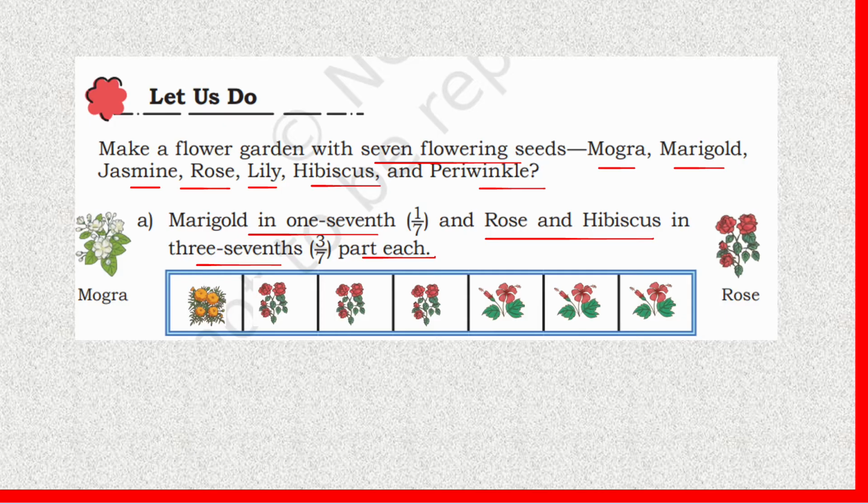So, marigold will be planted in 1 part out of 7. That means 1 by 7th of the garden, 1/7 of the garden. Then rose will be planted in 3 parts out of 7. That means 3/7 of the garden or 3 by 7 of the garden. What about hibiscus? Hibiscus will also be planted in 3 parts out of 7. That means 3 by 7 of the garden or 3/7 part.